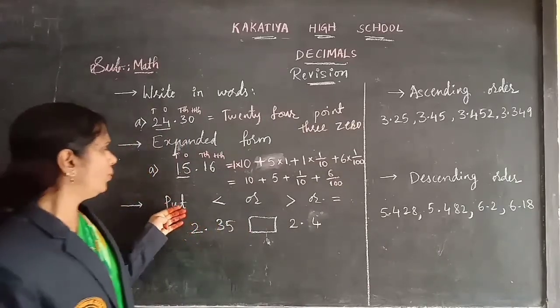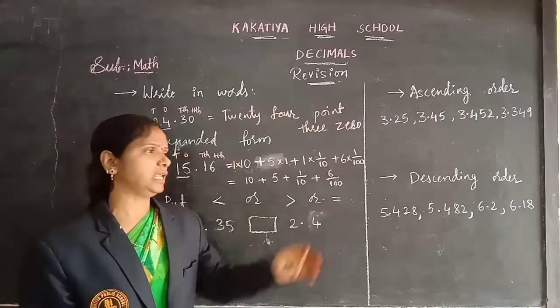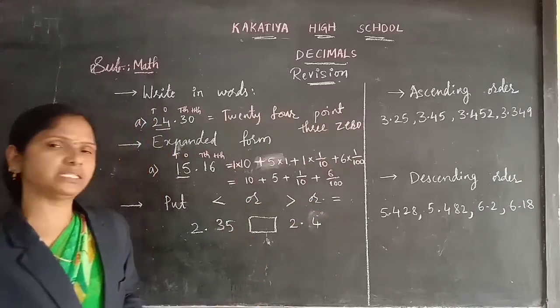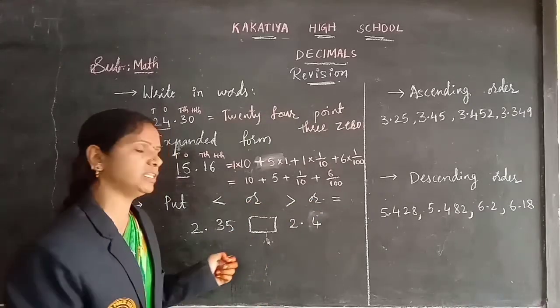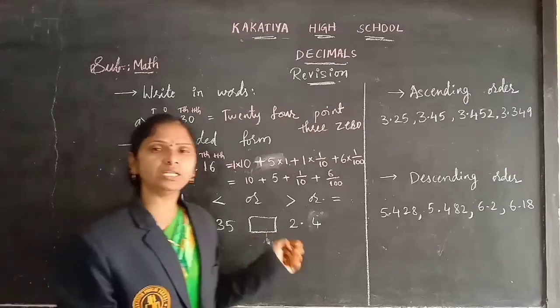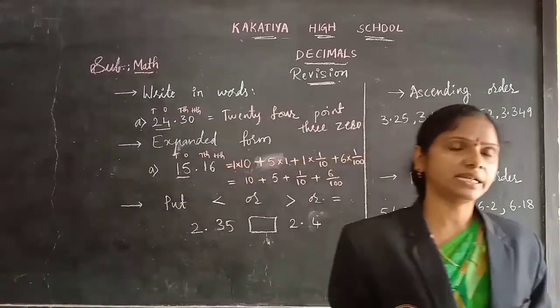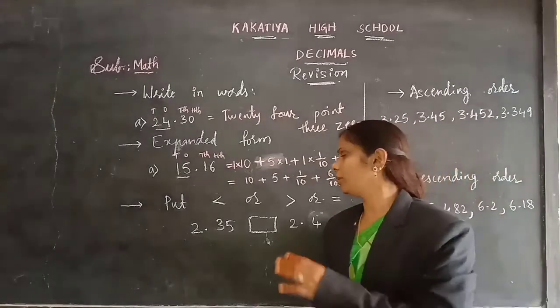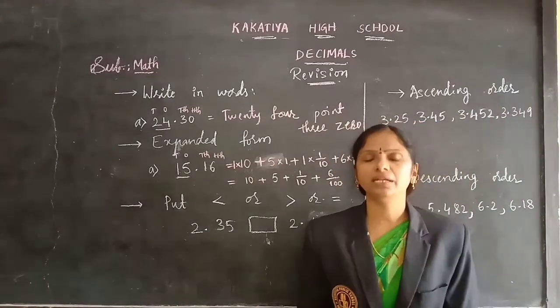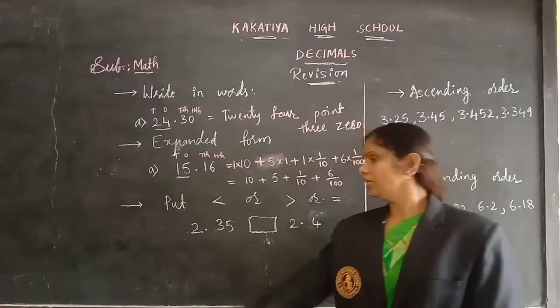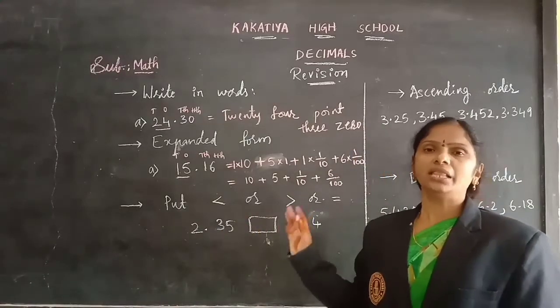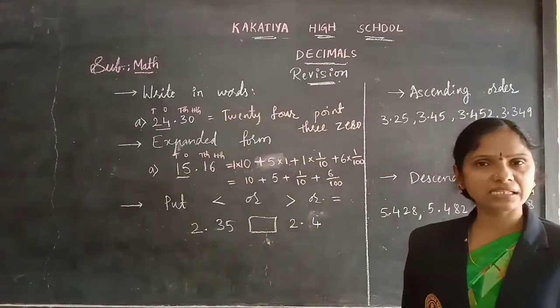And now put less than, greater than, or equal. We need to put the symbols, children. How to put the symbols between these? First, before comparing, children, before writing the ascending order, descending order, or before putting the greater than or less than symbols, you first need to change the given decimals into like decimals.